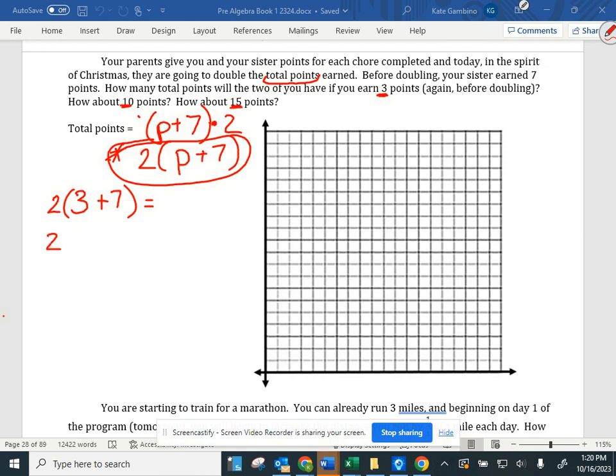And then I have to throw in a 10 for my points plus 7. And then I have to throw in the 15 plus 7. Making sure I remember it's 2 times that total. So, first thing I do is my parentheses. 3 plus 7 is 10. 10 times 2 is 20.